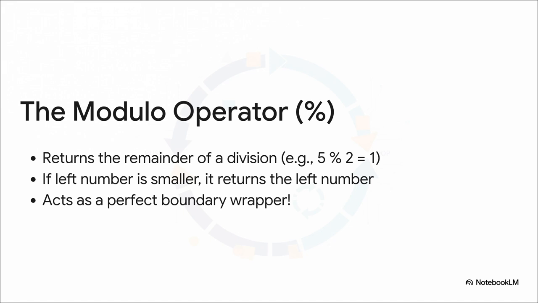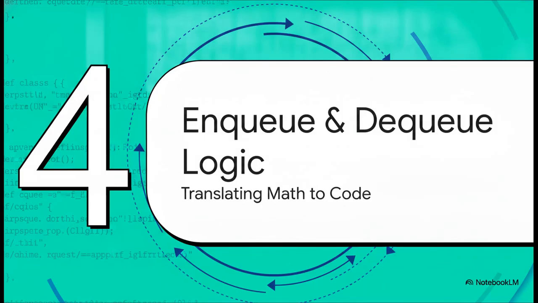What happens when the left number is smaller than the right number? Like, what is 2 modulo 5? Well, 5 goes into 2 0 times with a remainder of 2, so it just returns the left number. In the context of a circular queue, the modulo operator acts as this perfect mathematical boundary wrapper. It naturally resets our pointers to 0 the exact moment they exceed our maximum array size. It literally creates infinite circular functionality within a rigidly linear memory space. Pretty cool, right? Now let's see this in action.